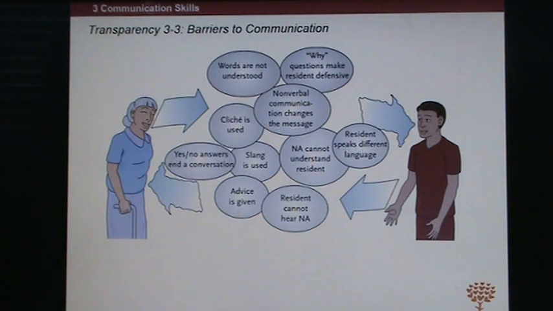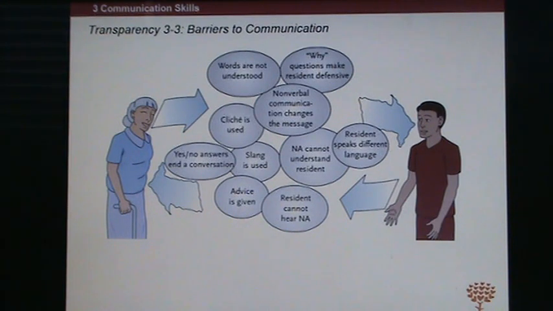Yes or no answers end a conversation. If you ask a resident, how are you? Are you okay? And they say, yes. Well, that's not the way to find out about the resident. Ask the resident, how was your day today? What did you have for dinner? Is there anything that you need me to do for you? Or, how was your care this morning? Then she might start explaining more, instead of just yes or no.